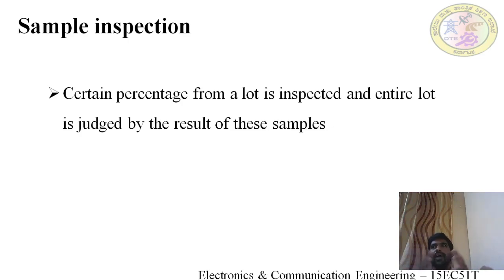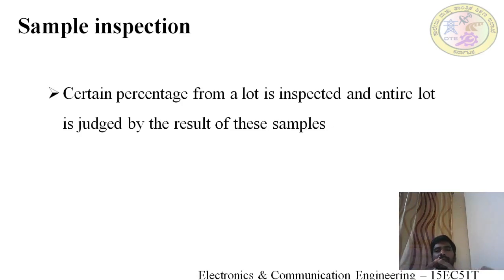For example, you have a huge quantity of liquid, say 1 lakh liters. It may be oil, or something like petrol or diesel, or even water. You will not check each and every quantity of the liquid. You will just take a sample of 10 ml or 100 ml. On that 100 ml sample you will do all the tests, and whatever the result from the 100 ml is the same as your lot result. That is called sample inspection.